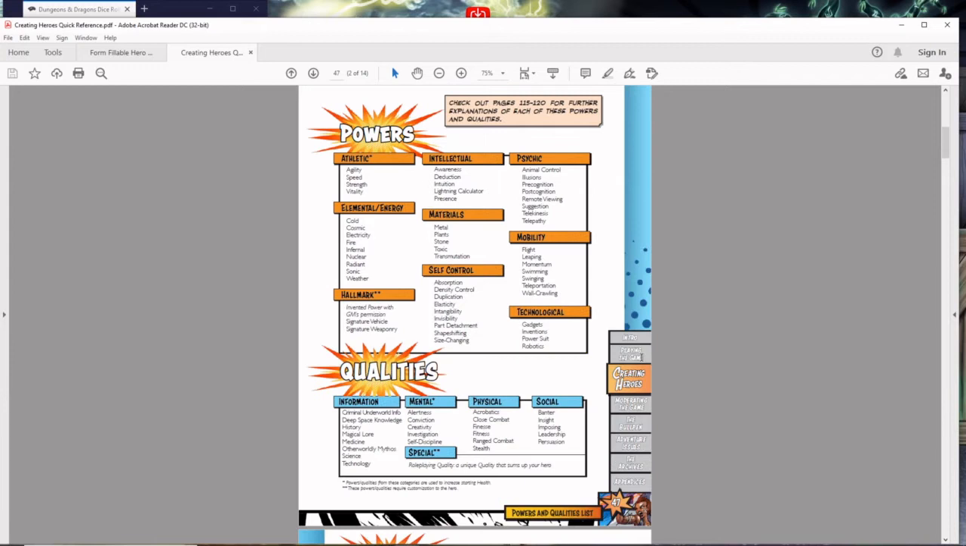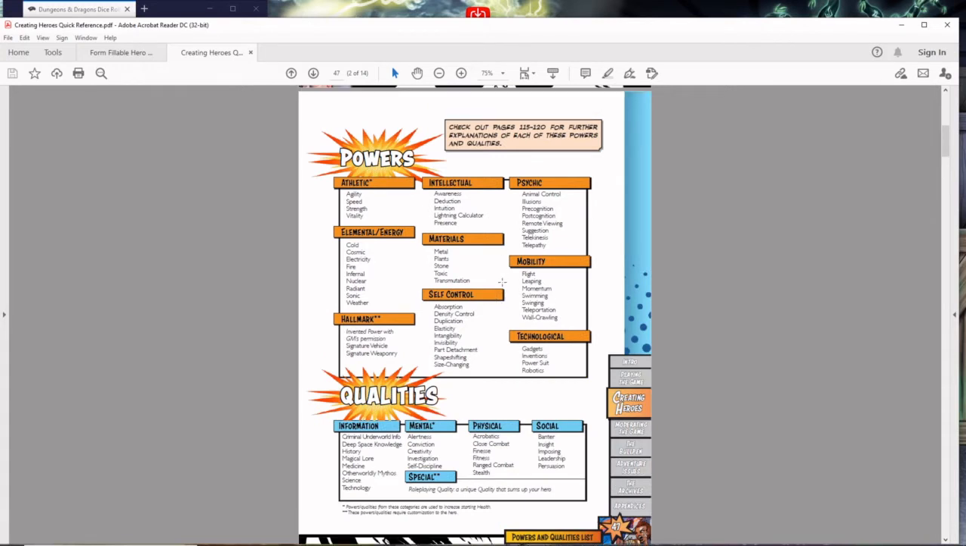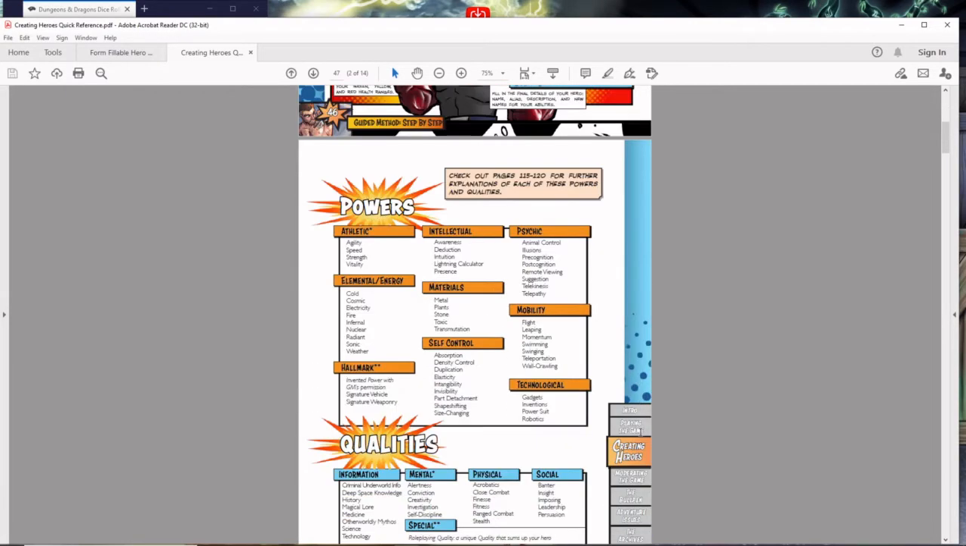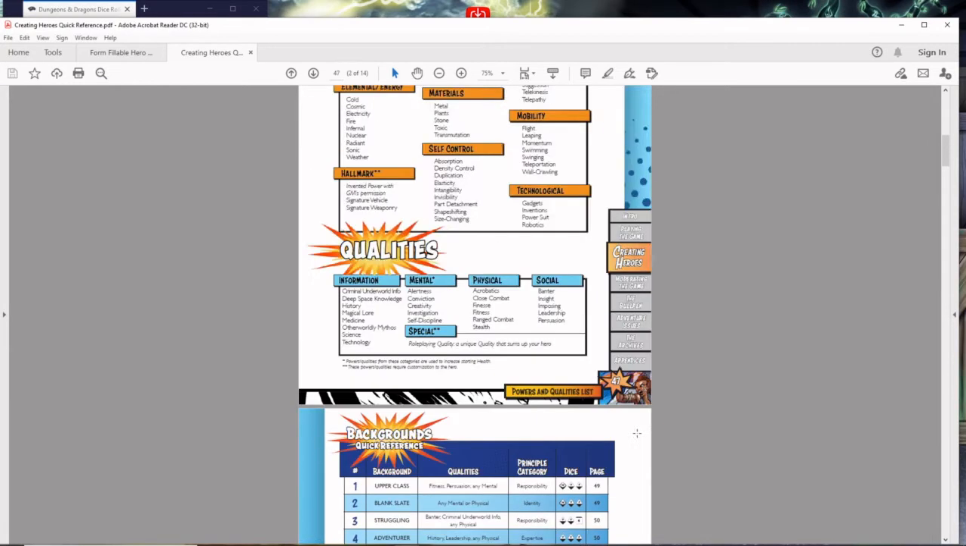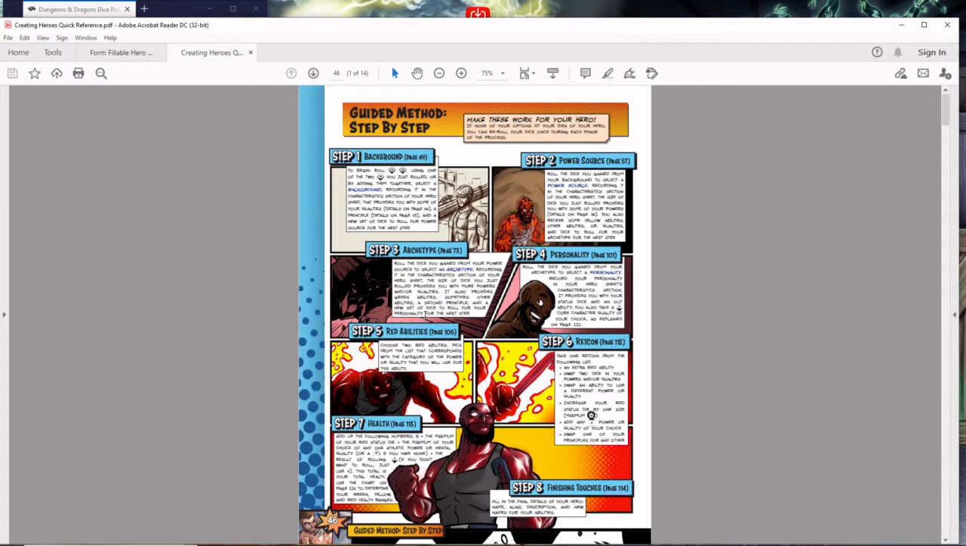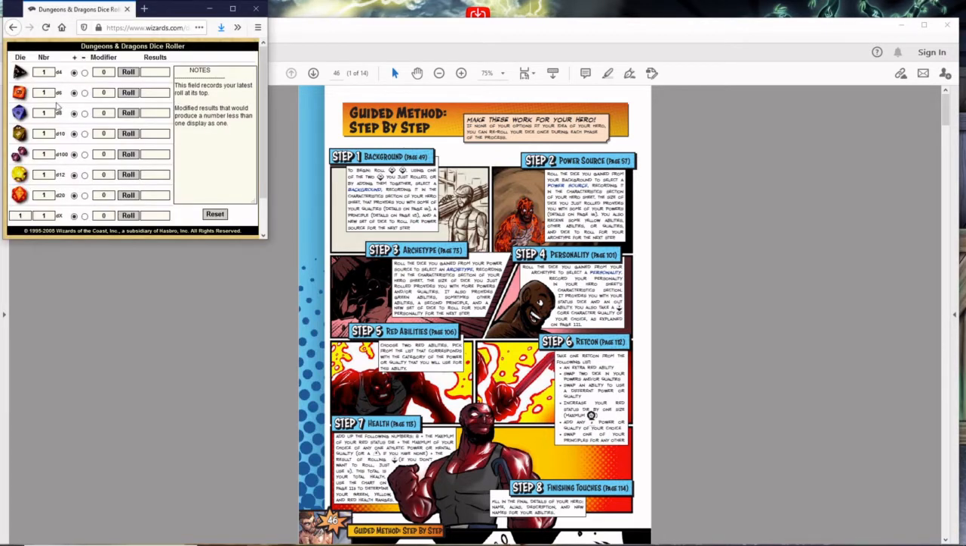So I might be looking to this. I tend to find it good to have this chart with the powers and the qualities on hand, for when you're making a character and it's asking you to choose one or the other. But we're going to go ahead and start with the background. Backgrounds, you always roll 2d10. So I'm going to change this to here. And you get a 7 and a 5.